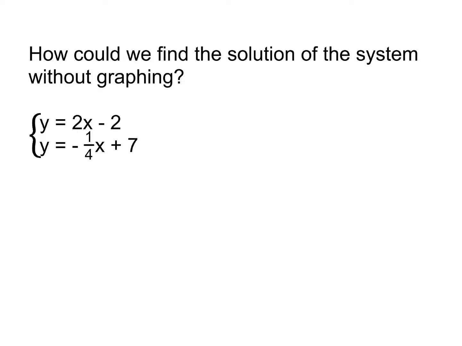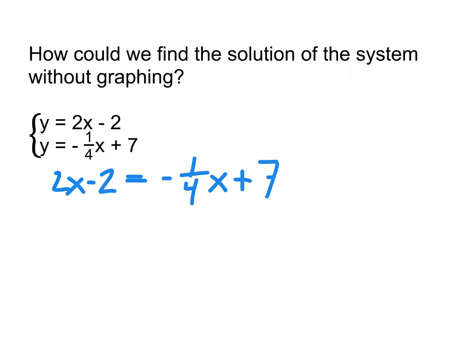And so my first line of work for this is going to be 2x minus 2 equals negative 1/4 x plus 7. So I can set them equal to each other because I'm plugging that value in for y. And now we can solve it algebraically. So let's actually go through that algebra and actually show that.